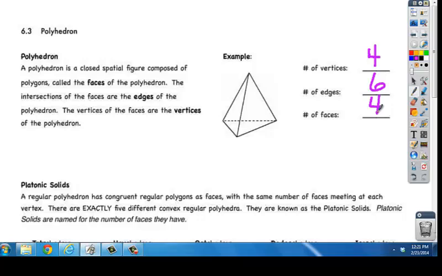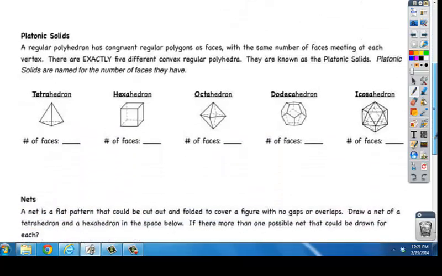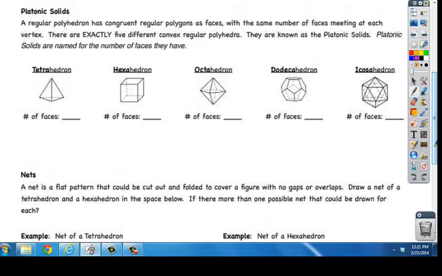Now we're going to look at special polyhedron, and those polyhedron are called platonic solids. Platonic solids are regular polyhedron that have regular polygons as faces. And be reminded that regular polygons are polygons with congruent sides and congruent interior angle measures, with the same number of faces meeting at each vertex.